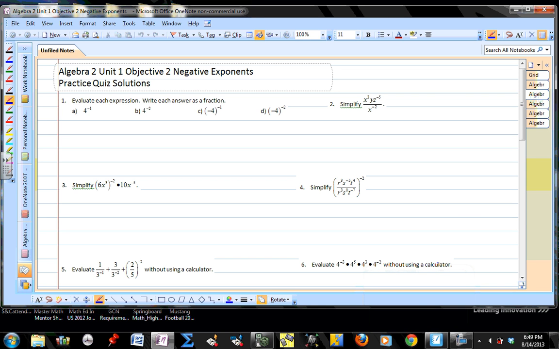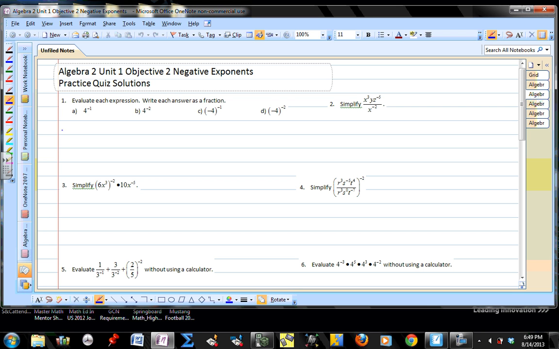Well, here we are, Unit 1, Objective 2, looking at some practice problems. This objective deals with negative exponents. So what we want to remember is that negative exponents mean reciprocal. Let's get started with problem number 1. It says evaluate each expression and write each answer as a fraction.